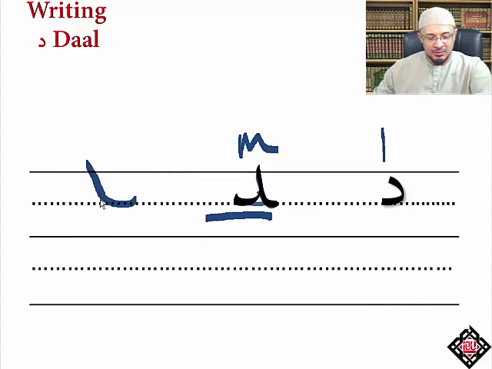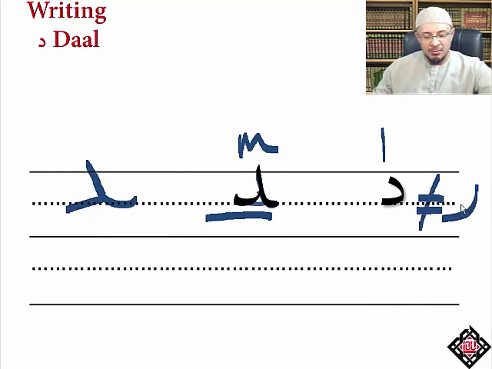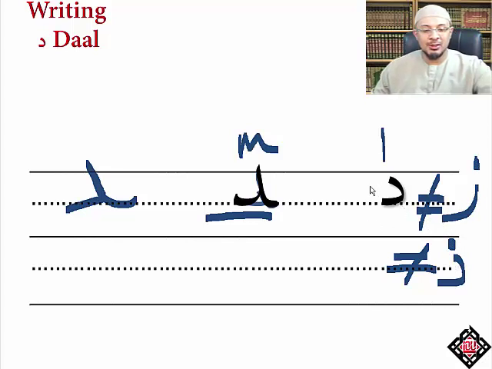It's basically similar. Okay, and just also a word of caution: do not confuse this with the ra or the dhal, which has a dot on the beginning, or the za either, because these can be very similar. Okay, so that's the writing for dal.